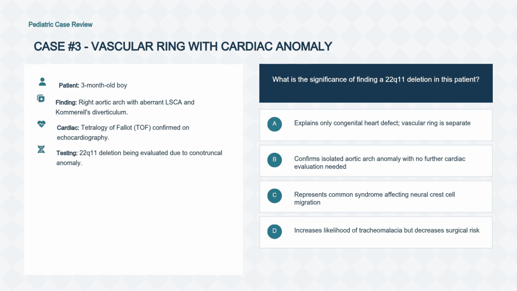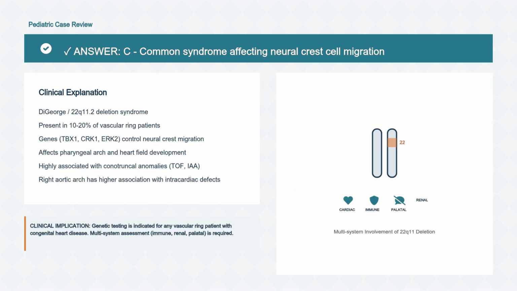Option A. Explains only congenital heart defect. Option B. Confirms isolated aortic arch anomaly. Option C. Represents common syndrome affecting neural crest cell migration. Option D. Increases likelihood of tracheomalacia. The correct answer is option C. Represents common syndrome affecting neural crest cell migration.